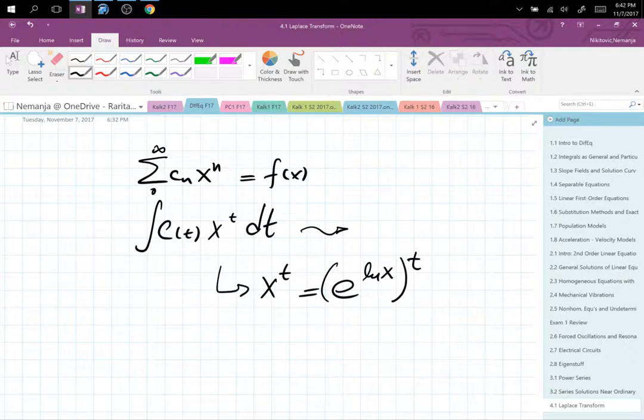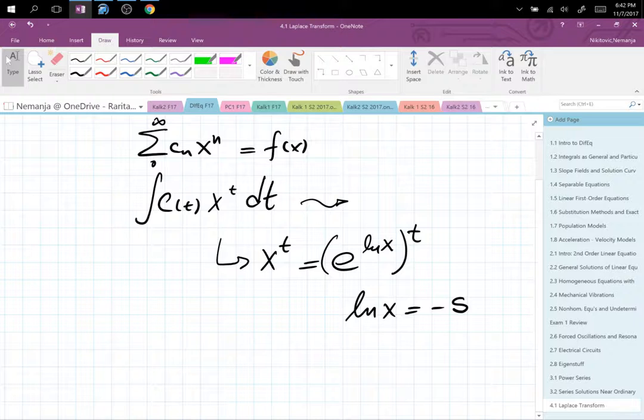So that's good. And now we don't like this ln x. For purposes of convergence, you want it to be negative. So we define this ln x as negative s. That's just a change of variables. So now, limits of integration 0 to infinity. We're not going to forget the improper integral there, right?